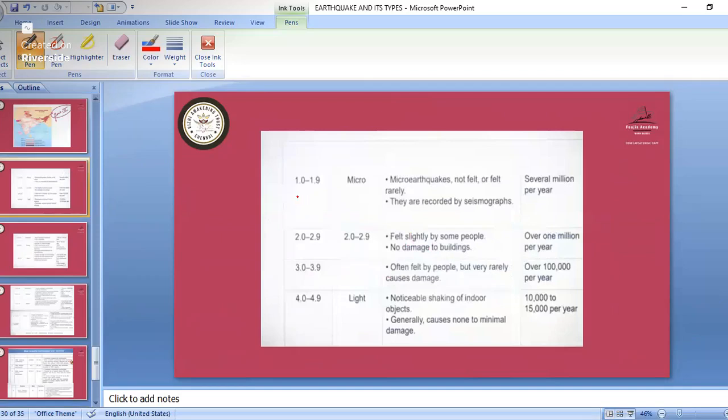Okay, so in that part we'll also see 1.0. These are the magnitudes. In this magnitude scale, if you say 1.0 to 1.9, there were the micro earthquakes, which are generally not felt. Then 2.0 to 2.9 we have minor earthquakes, and here they are felt slightly by only some people and there will be no damage to the buildings.